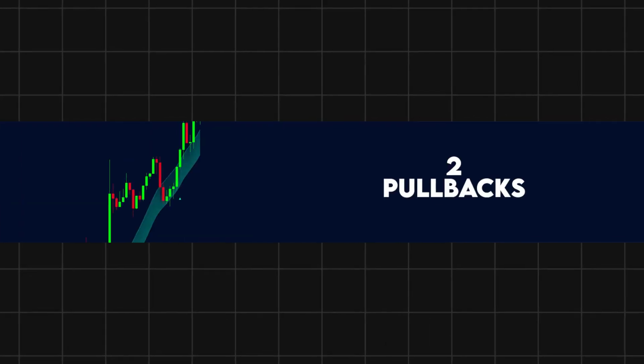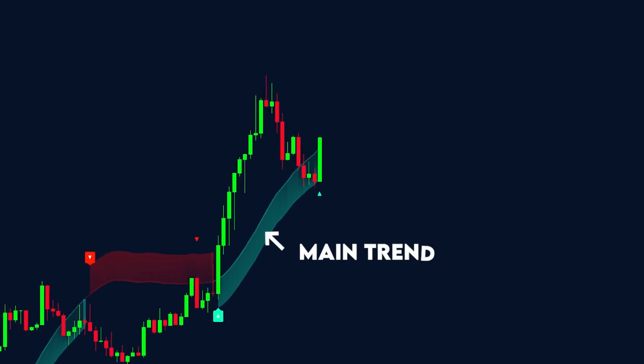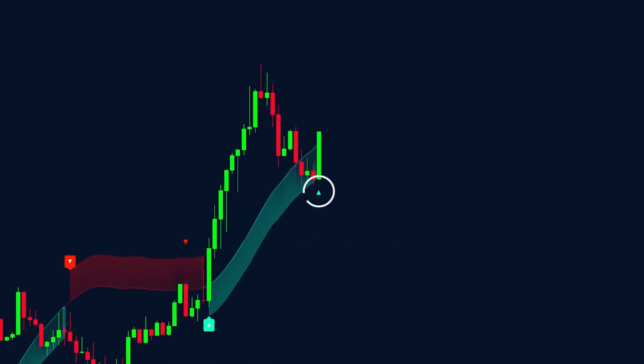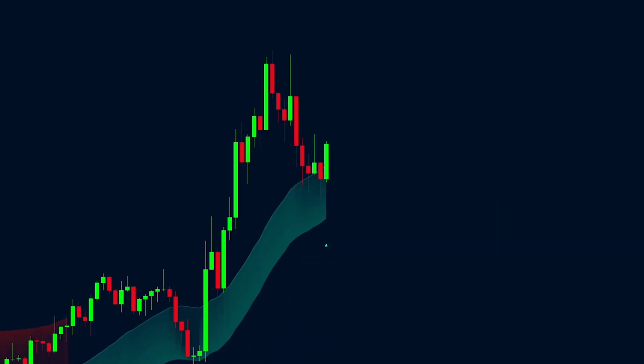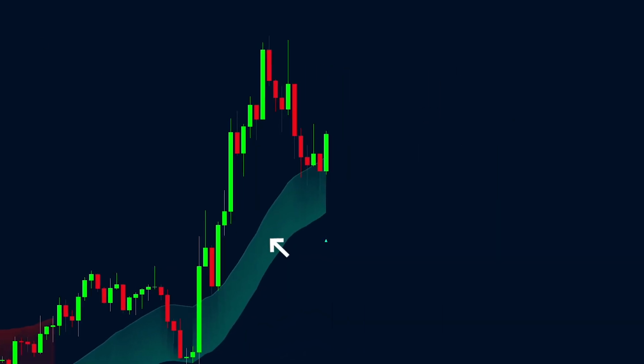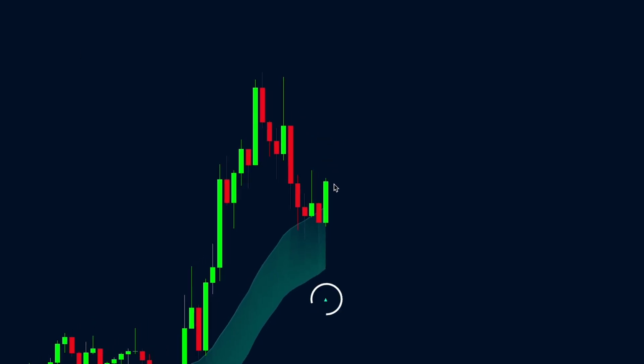Strategy 2 is where it gets really good, pullbacks. You want to wait for those mini arrows, but only trade them when they match the main trend. If the ribbon's green, then you only take mini green arrows. If it's red, then you take mini red arrows. Here's a perfect example. Confirm the green ribbon shows an uptrend. Price pulls back, touches the ribbon, bounces. A mini green arrow appears.